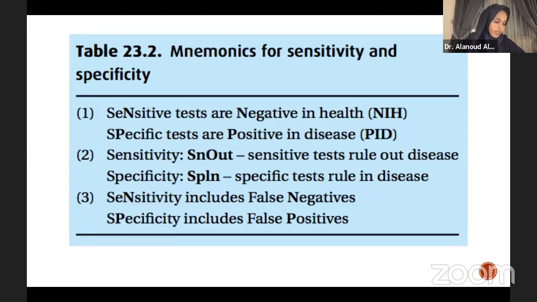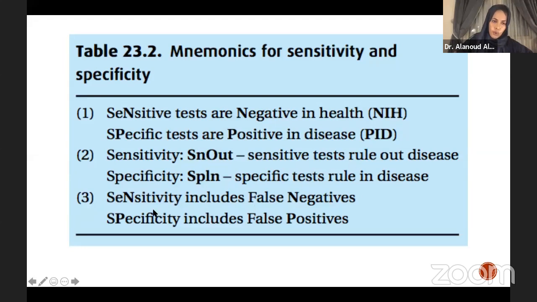And this is a very nice mnemonic to memorize sensitivity and specificity and not to forget it. Personally, I memorize sensitivity and specificity by SNOUT and SPIN. So SNOUT is: a sensitive test rules out the disease. So when you want to rule out the disease, you need to have a highly sensitive test. SPIN, on the other hand, is specificity. So when you want to rule in the disease, you will use a specific test.